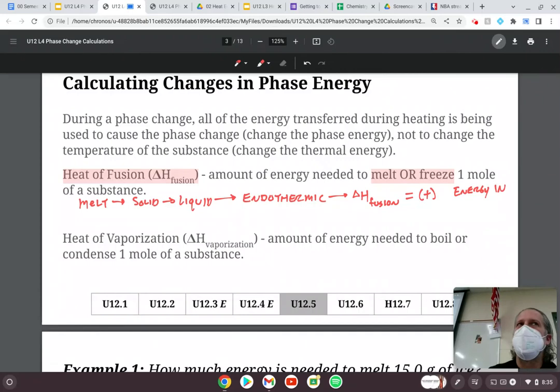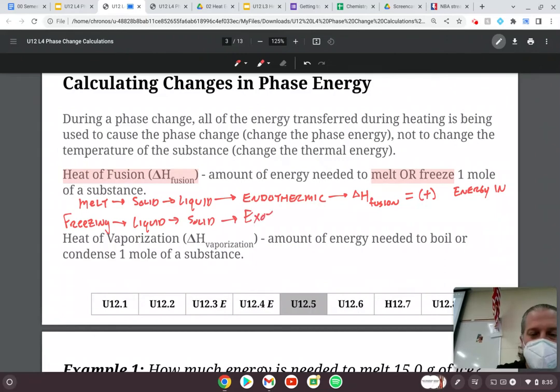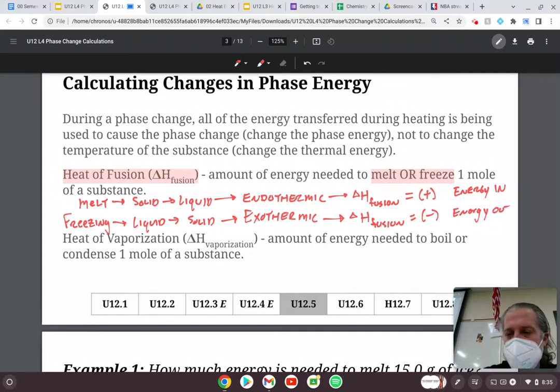Now, the opposite of melting is freezing. That's when you go from a liquid to a solid, and that process is exothermic. In this instance, the value of the heat of fusion has to be negative, and that will tell you that energy is out.